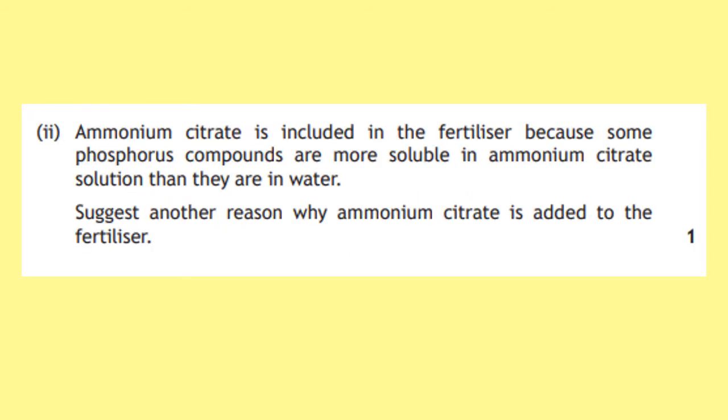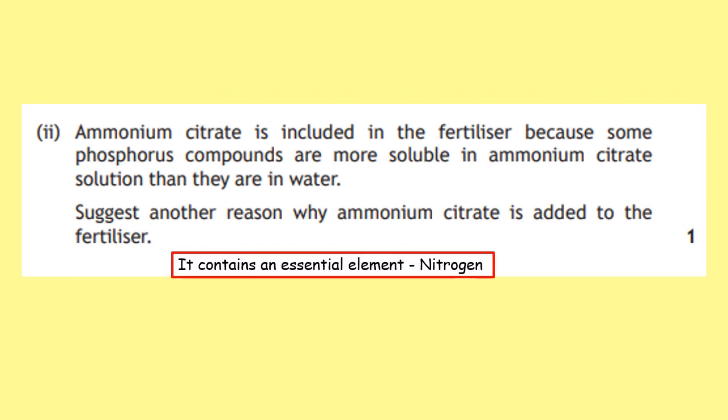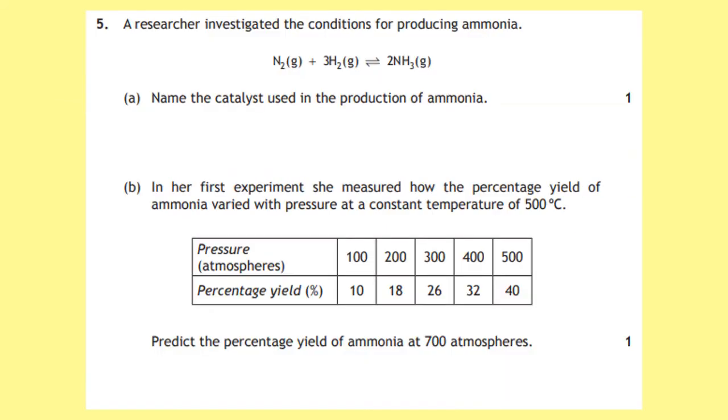So ammonium citrate is included in the fertilizer because some phosphorus compounds are more soluble in ammonium citrate solution than they are in water. Suggest another reason why ammonium citrate is added to the fertilizer. Well, ammonium is made from nitrogen, and so adding ammonium citrate adds in another essential element, nitrogen.